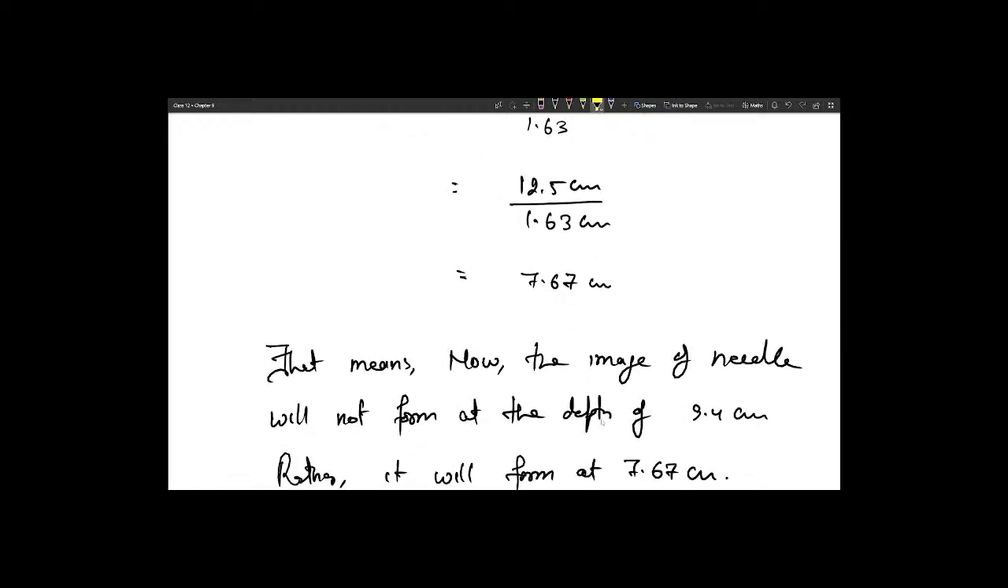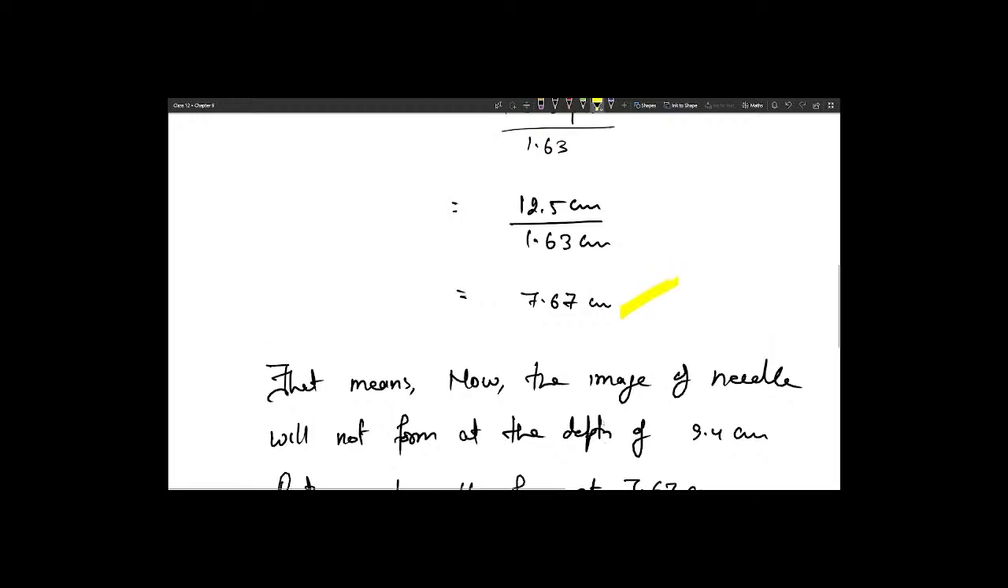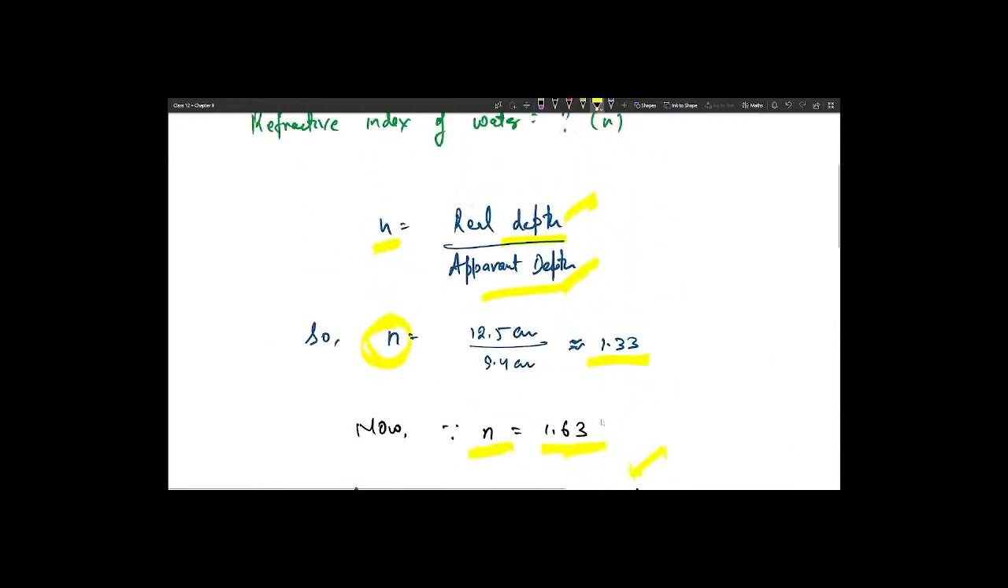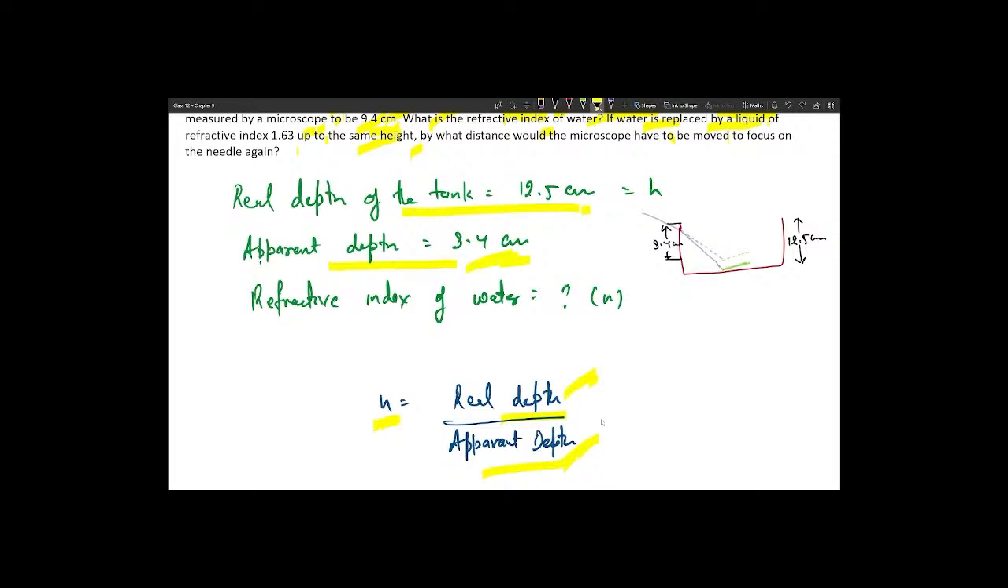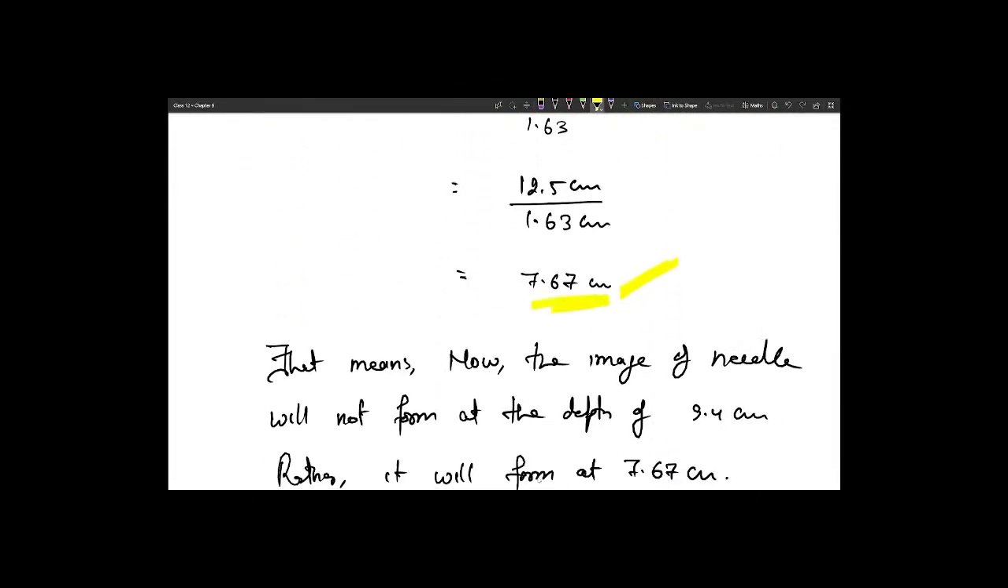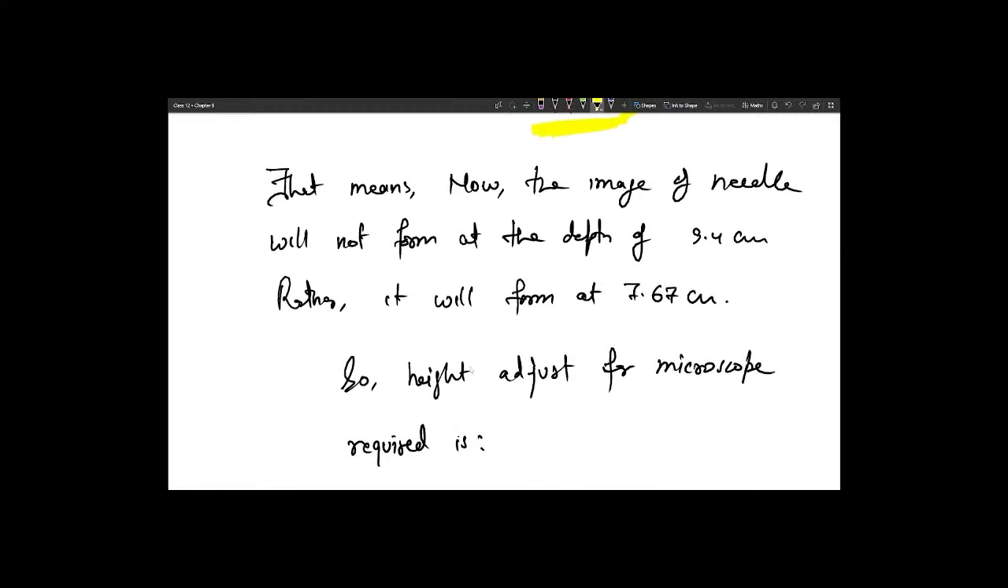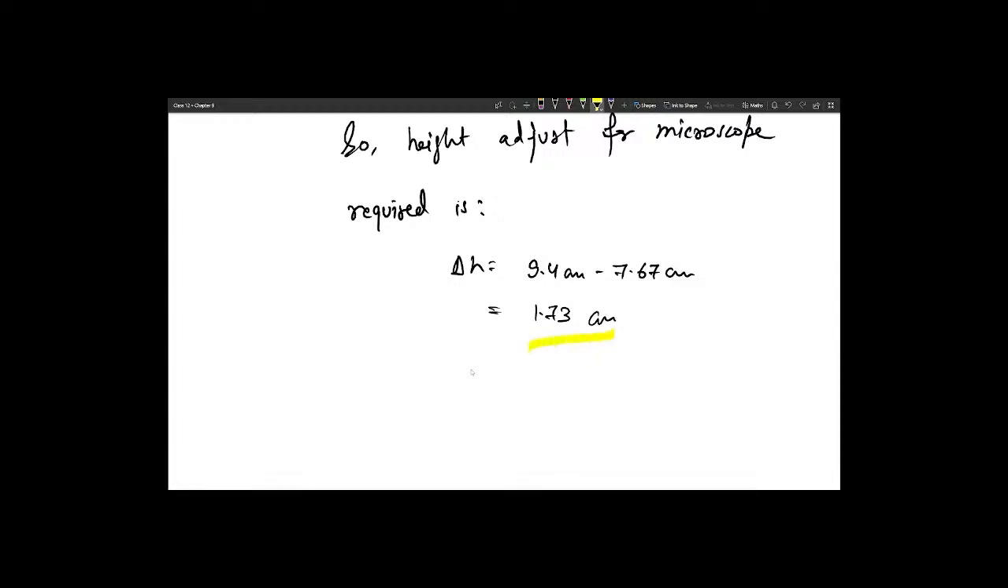So the new apparent depth is going to be 7.67 centimeter if the water is replaced by another liquid. Now this means that the previous apparent depth was 9.4 centimeter as given. Now the new apparent depth is going to be 7.67 centimeter. So the question was asking what distance should we move the microscope so that it can focus again. So the difference of these two apparent depths is the distance by which we need to move it so that we can focus again. So the difference between 7.67 and 9.4 centimeter is going to be equal to 1.73 centimeter.